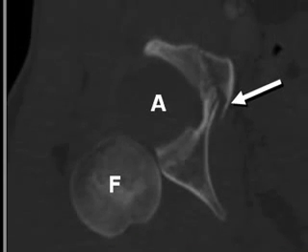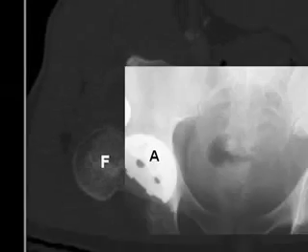This is a CT scan of a posterior hip dislocation. You can see that the acetabulum, labeled A, is empty. The femoral head, F, lies posterior to the acetabulum. There is a fracture of the acetabulum, in this case the anterior column.